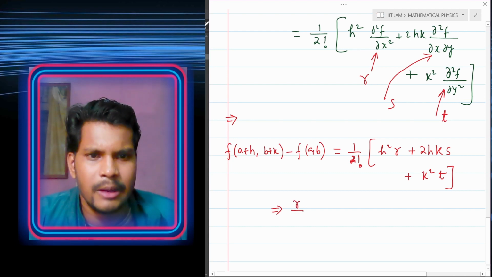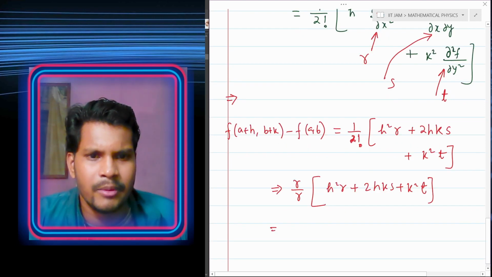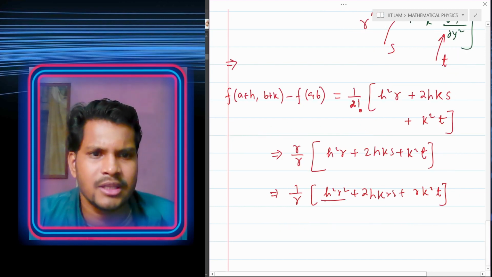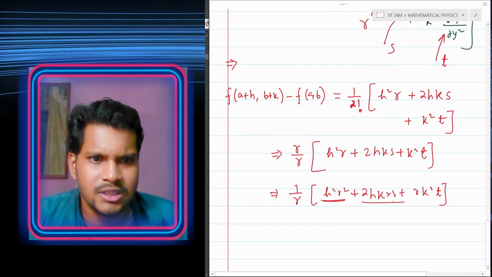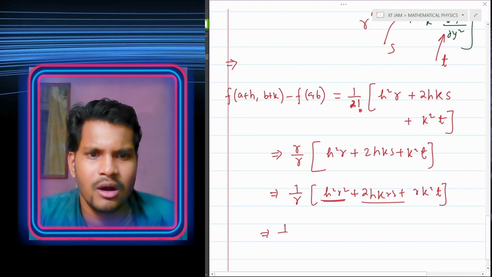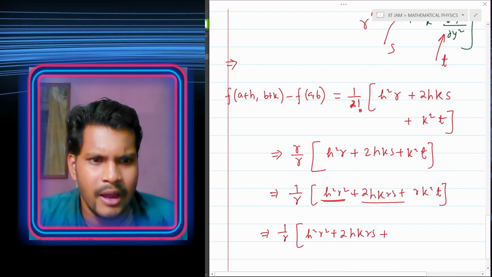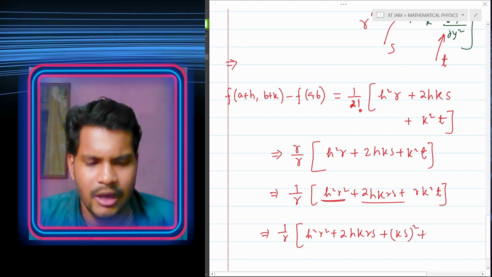Okay, so I took r/r here, and then I can simply write 2hks plus k square of t. And then what I am going to do here is 1/r times h square r square plus 2hkrs plus rk square t. Okay, now you can easily see that you can have h square r square, then 2hkrs is already there, and ks square. Okay, so if you take ks square, h square r square plus 2hkrs, and plus I am going to take here ks whole square and ks whole square with a negative sign.